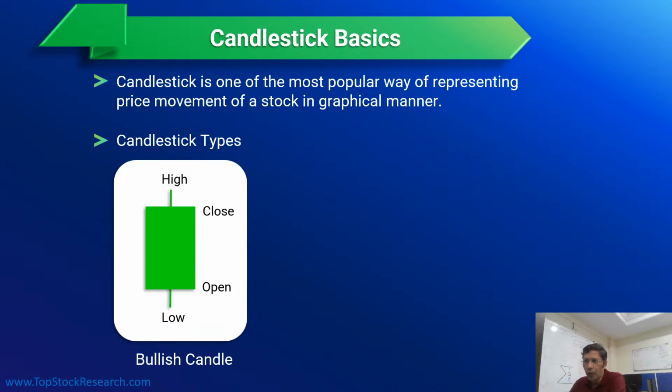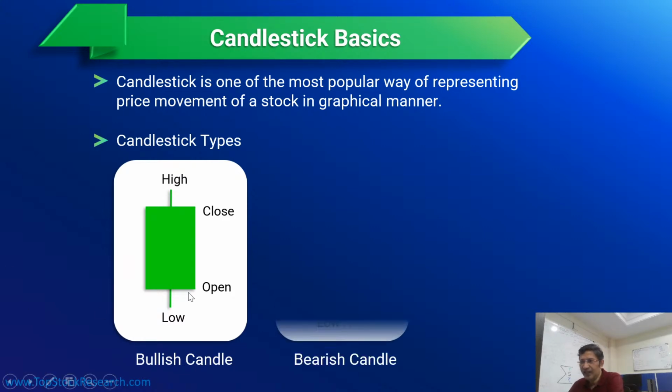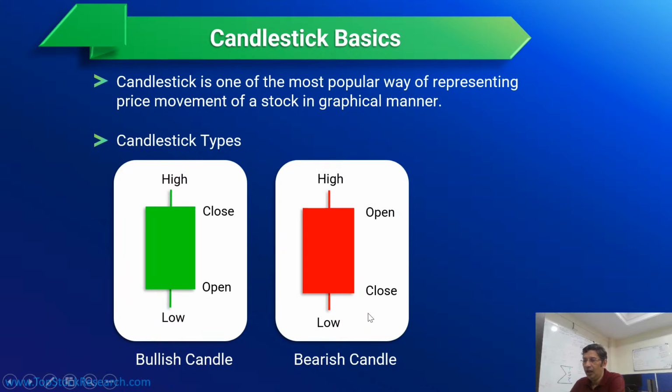Now, when the close price is greater than the open price, the candle is marked as green, or in some other charting platforms they can use different colors, like a hollow candle, or some other colors which a different platform uses. What we use is a green candle when the close is greater than open. The second one is the bearish candle, where the close is lower than open.